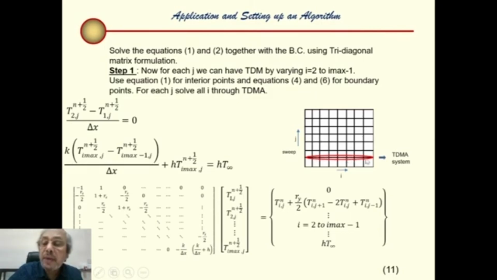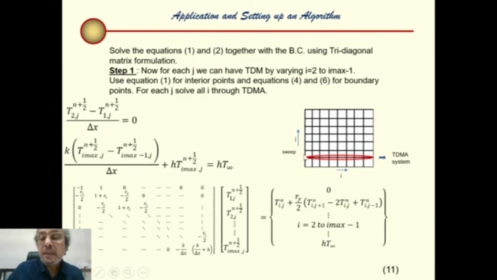Why are we varying from 2 to I max minus 1? Because when we are at, for example here, this is T 2, 2, with I equal to 2, j equal to 2. If this is Tij, when we write the equation here, it will involve Ti minus 1, j, and I minus 1, j means this point. Similarly, when we come here, this point is I max minus 1, j. If this is ij, it will involve I plus 1, j. That means I max minus 1 will involve I max.